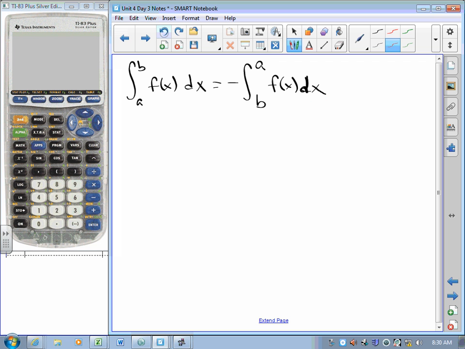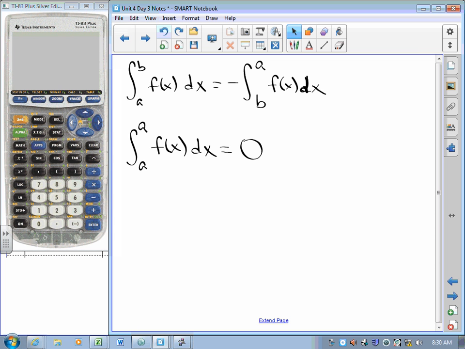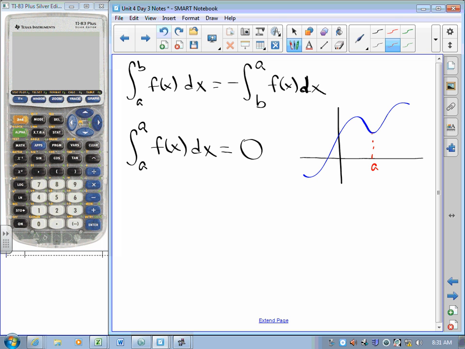So those are things to think about. If you read the interval backwards, then all the delta x's are backwards, and the integral is negated. The integral from a to a of f of x dx is 0. Well, consider some generic function on the interval from a to a. That's a very thin rectangle, friends. That's a very thin rectangle.